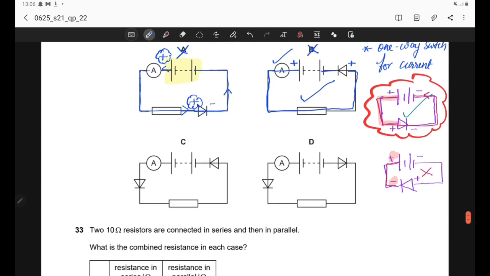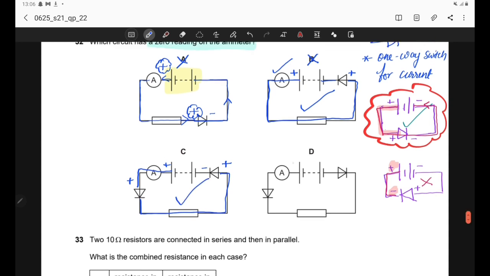We can look at option C. The positive side of the cell is connected to the positive side of the diode. Then again, the other diode is also connected in the same way, positive to positive. So there will be a current flow in option C also.